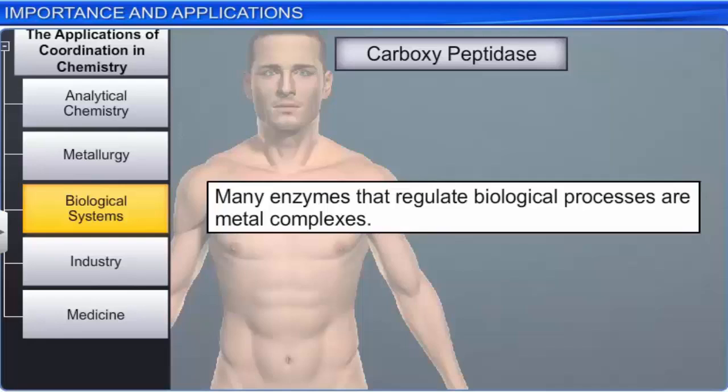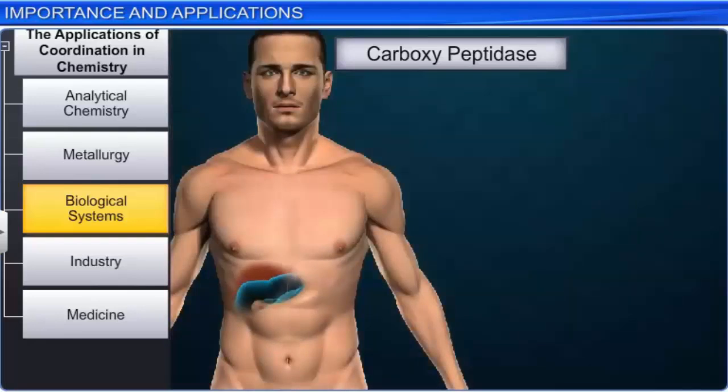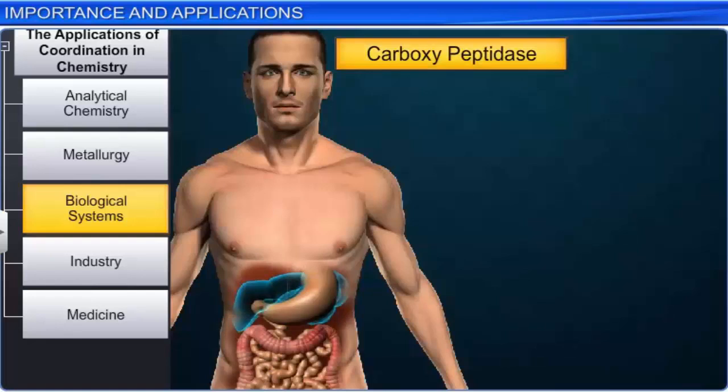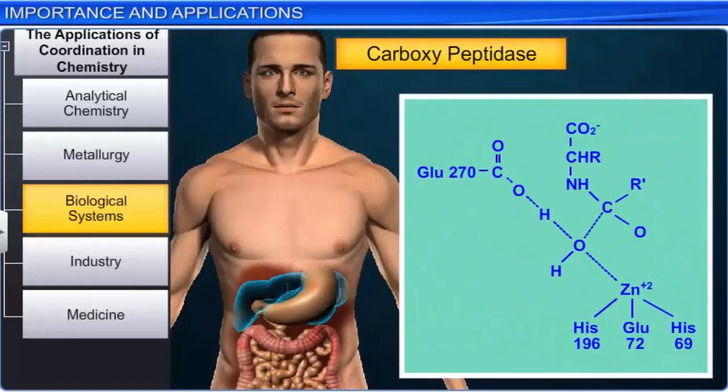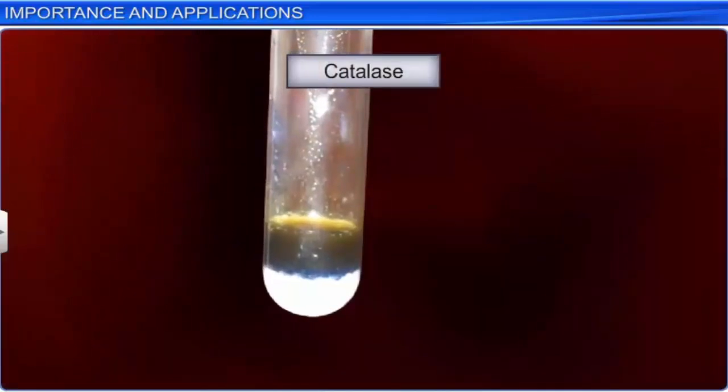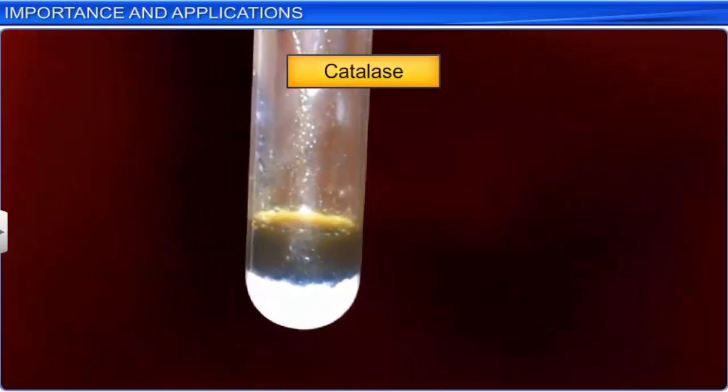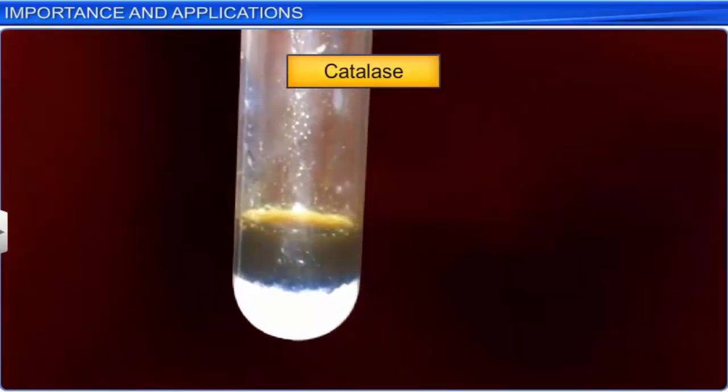For example, carboxypeptidase, a hydrolytic enzyme important in digestion, contains a zinc ion coordinated to several amino acid residues of the protein. Another enzyme, catalase, which is an efficient catalyst for the decomposition of hydrogen peroxide, contains the iron porphyrin complex.